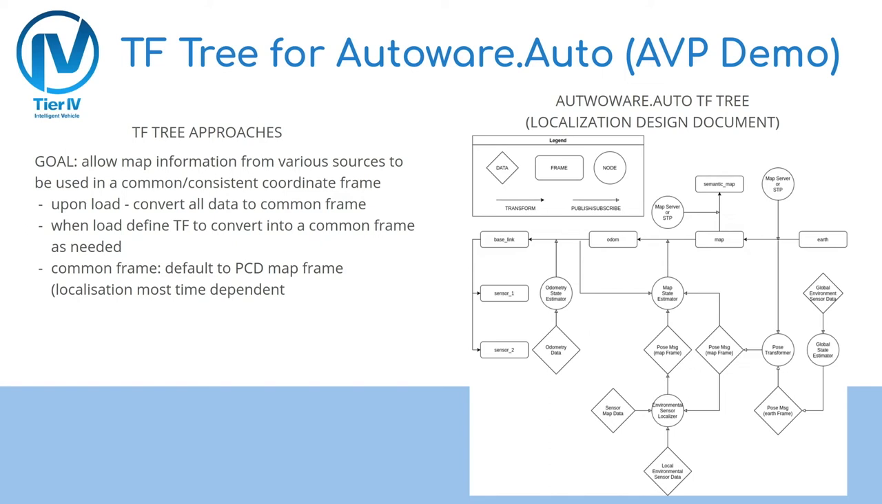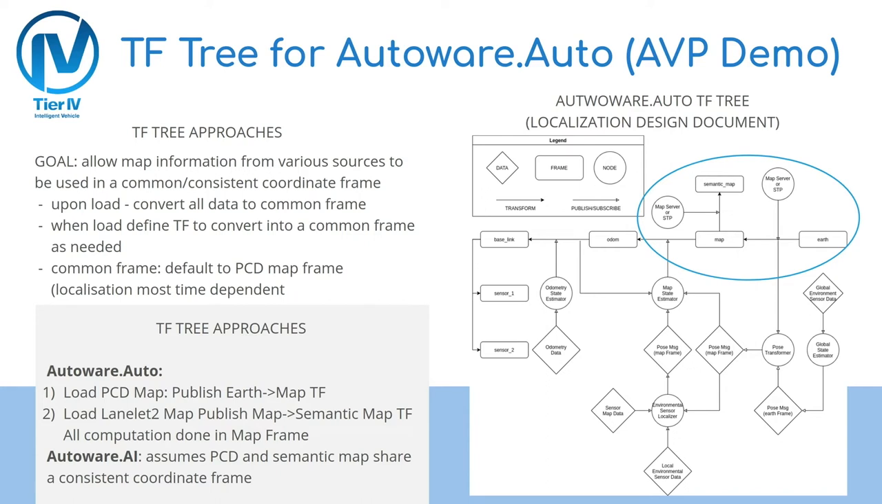For HD maps, this allows us to use map information from various map sources in a common and consistent coordinate frame by either converting all data to a common frame upon loading from file, or defining an appropriate transform at loading to convert data into a common frame as needed, or using a particular map origin as the common frame, i.e. the PCD map frame as the common frame, because localization is the most time-sensitive use of HD maps, and we can avoid excessive conversion between coordinate frames.